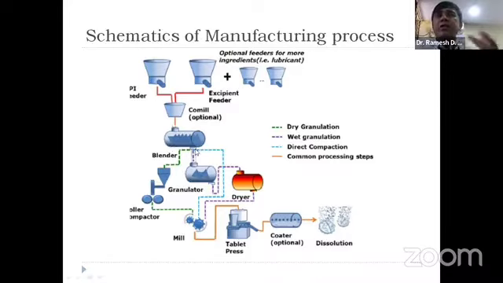Then is blending, that is mixing. After mixing, if we go for dry granulation, we go for roller compaction or dry granulation, milling, and then compression. If we go for wet granulation, drying, milling and compression. If we go for direct compression, the blend is directly compressed to prepare a tablet. So these are the steps which are required.